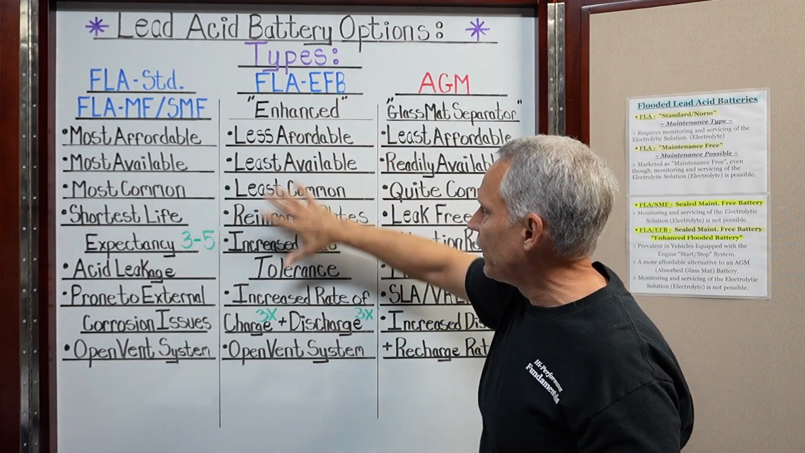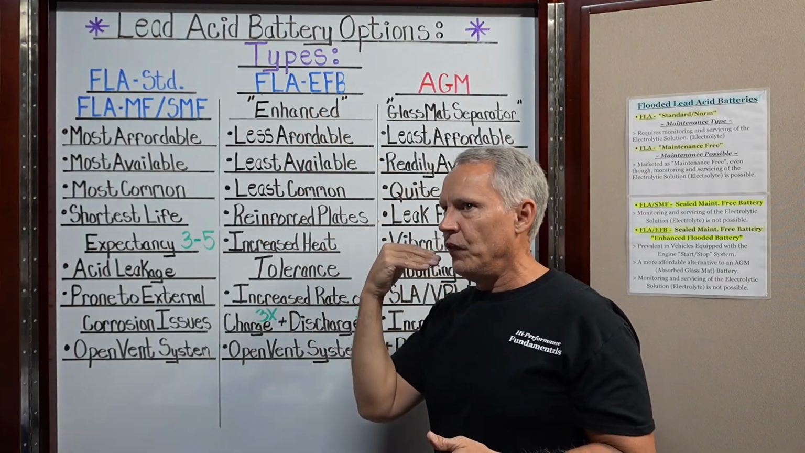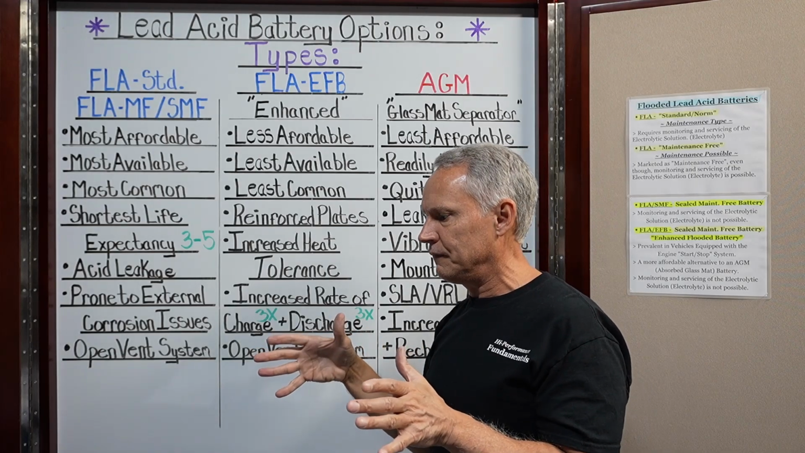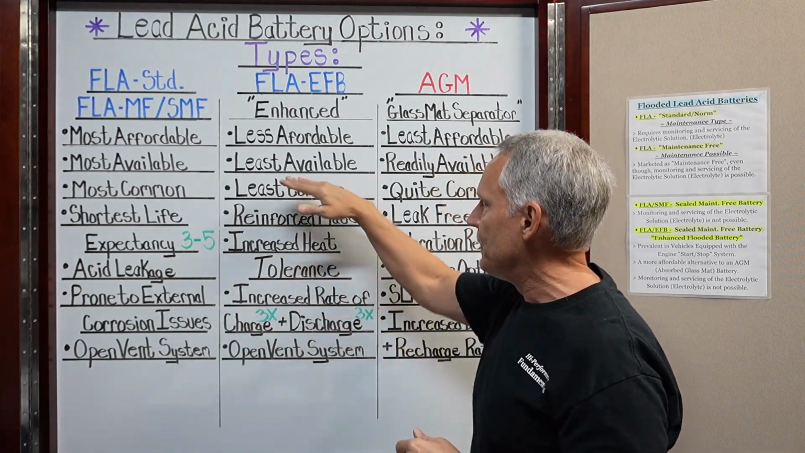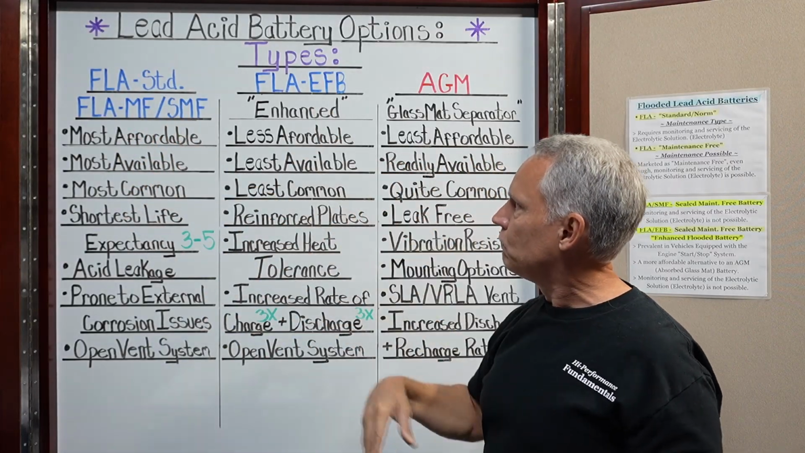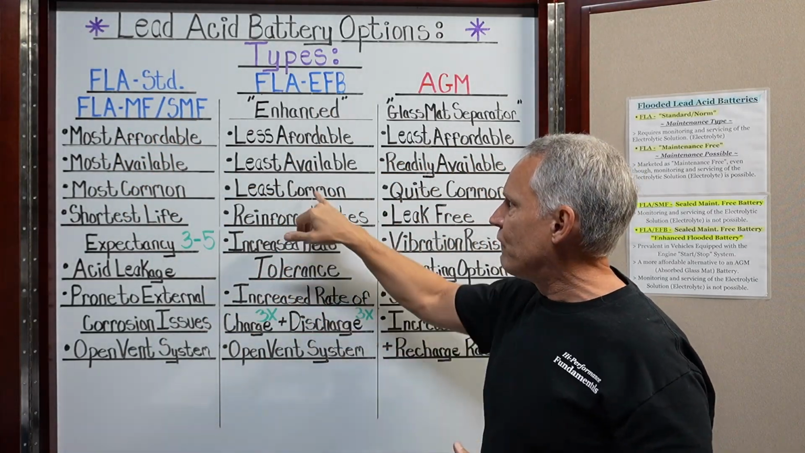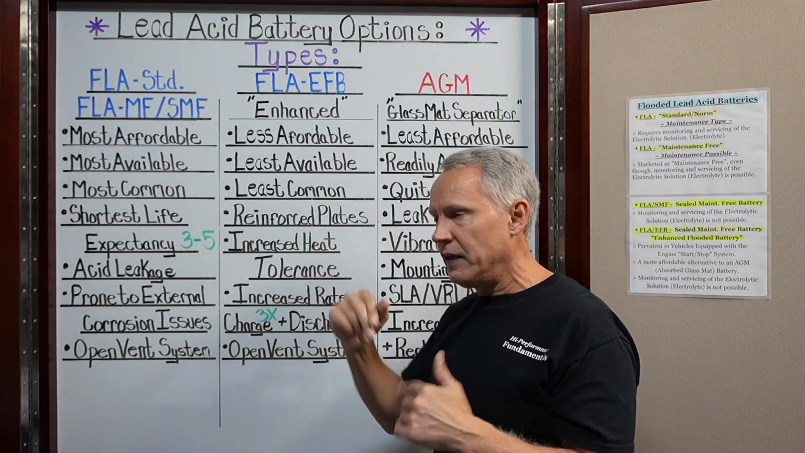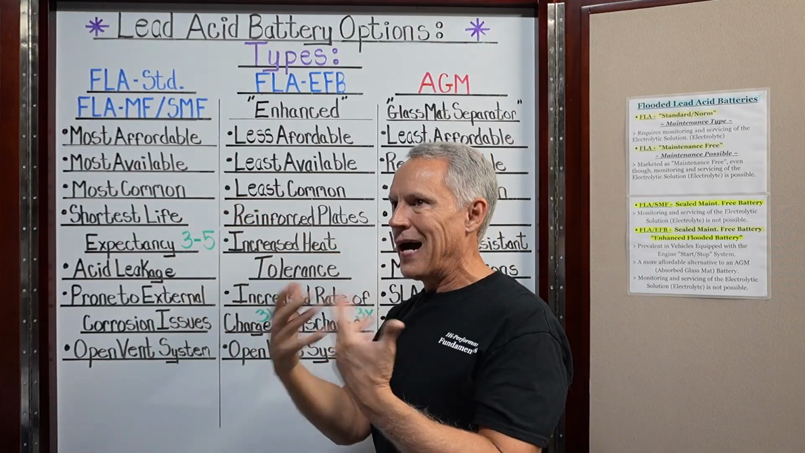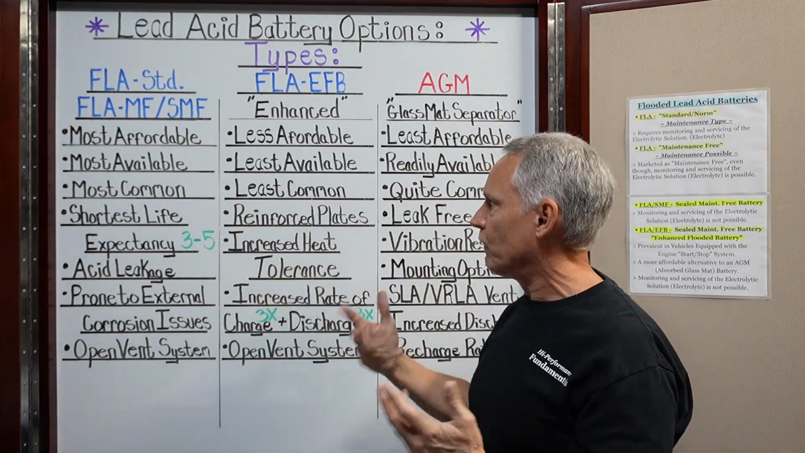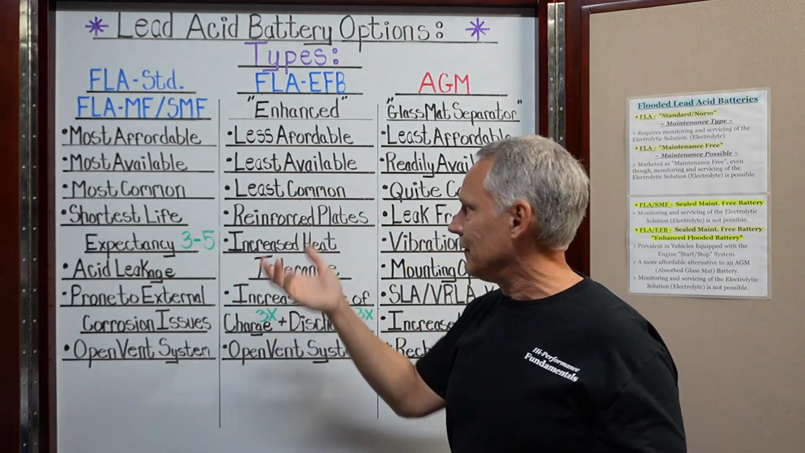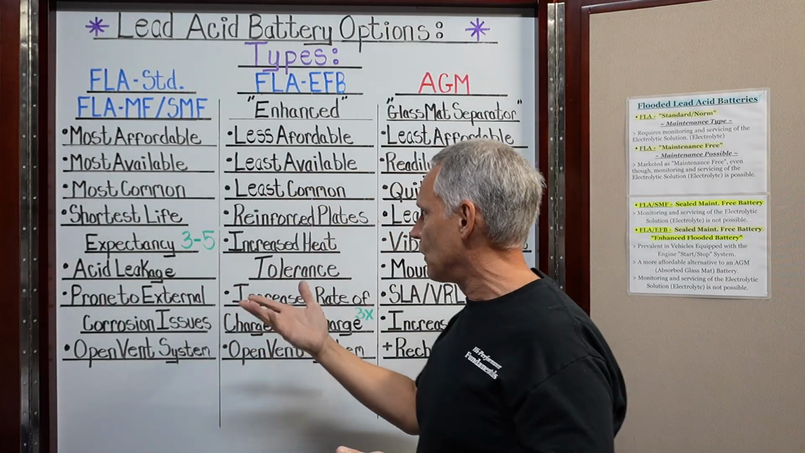So the number of vehicles that these are in from the factory, the number of different battery physical sizes is limited. So for example, if you have a standard flooded lead acid battery, you say, hey, I want to go ahead and upgrade, I want to put an EFB battery in there. You may find that the dimensions of the battery that you need may not be available. It's not available for every battery group or battery size rating. So of the three, it's the least available. And the reason it's the least available is because it's the least common.